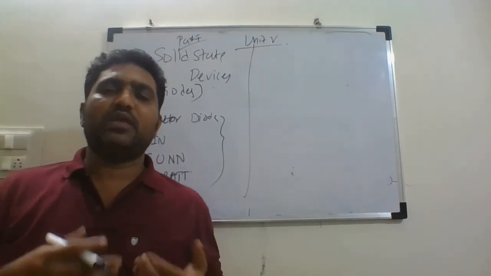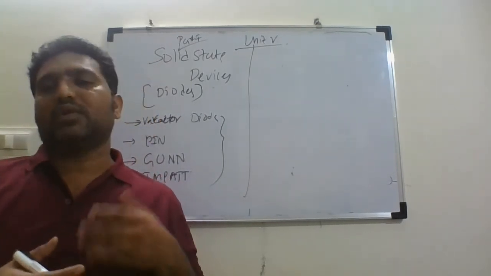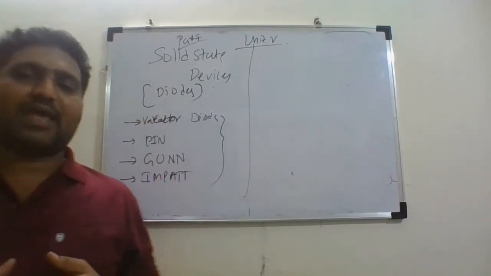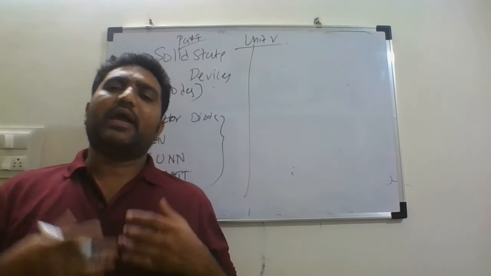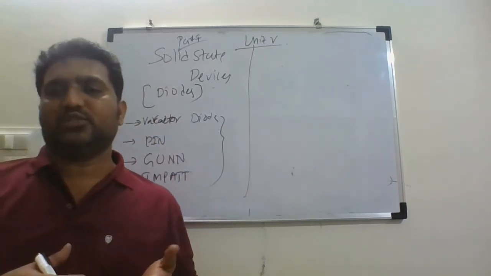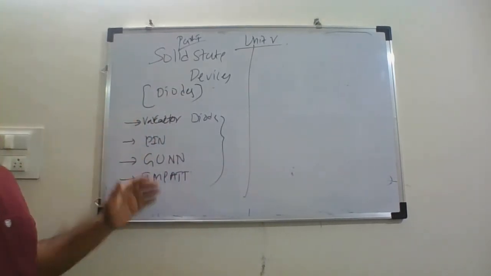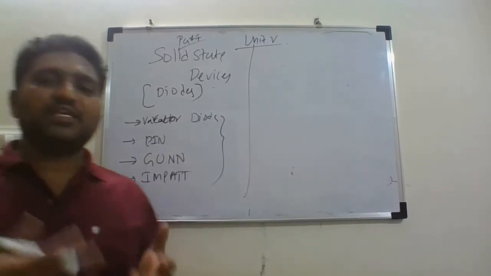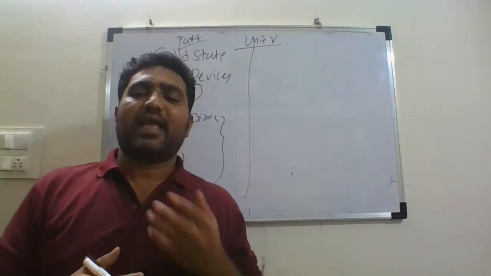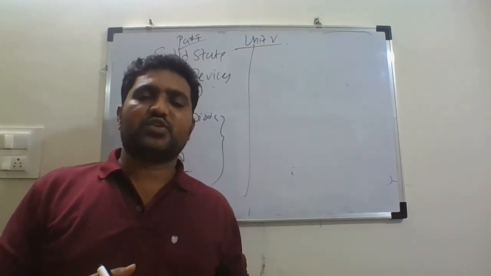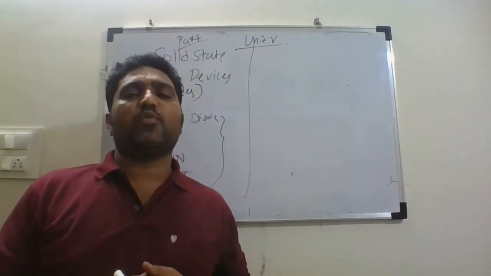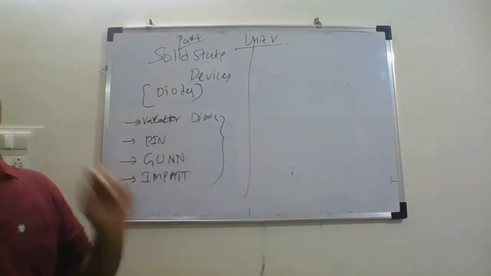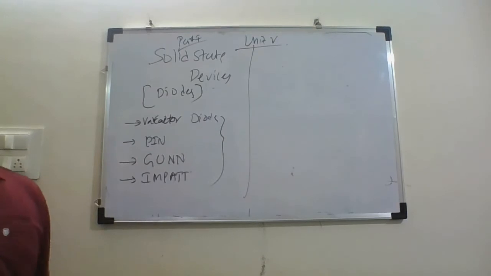What is the principle of operation, what are the characteristics, meaning the VI characteristics of these diodes, and where they are useful, their applications. So four important diodes: varactor diode, PIN diode, Gunn diode, and IMPATT diode. In each case, we will be discussing their characteristics, construction, principle of operation and applications. So that is the first part, which is about the solid state devices at microwave frequencies.